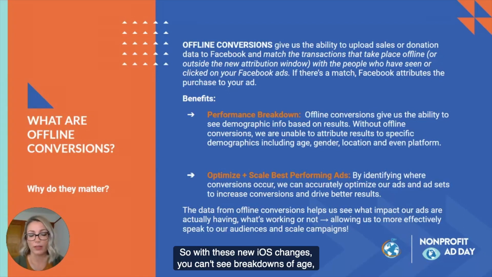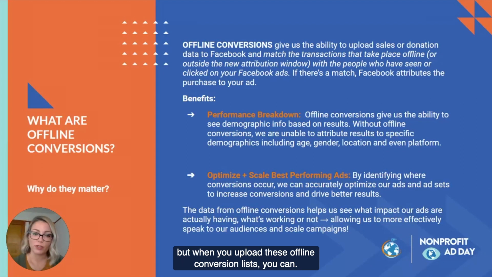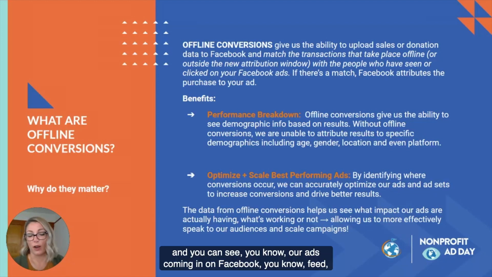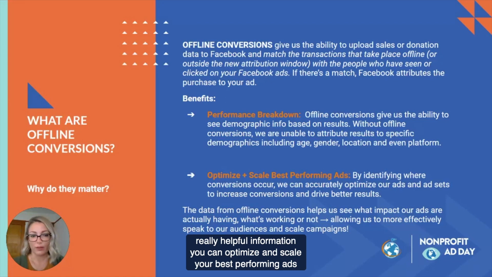The benefits of this are a performance breakdown. You can actually see the demographics based on your results. With these new iOS changes, you can't see breakdowns of age, gender, location, or platform, but when you upload these offline conversion lists, you can. That's really helpful when you're looking at the audiences you're speaking to and what's resonating with them. You can see, are ads coming in on Facebook feed, or is it coming through our stories? Is it Instagram stories? All really, really helpful information.